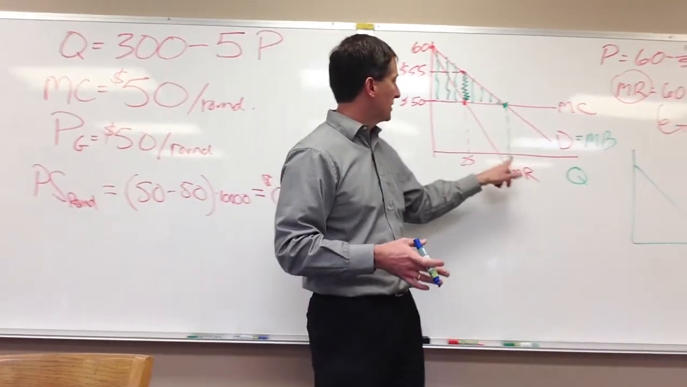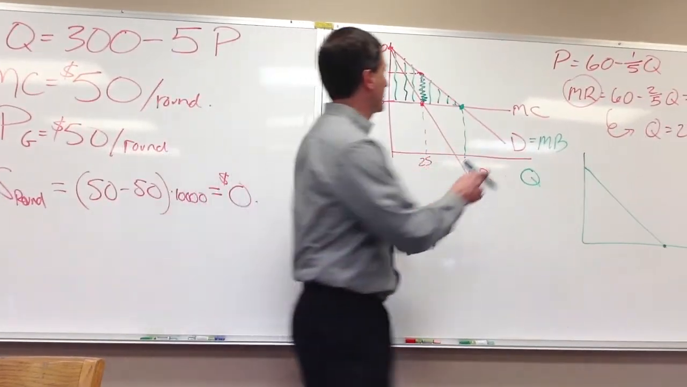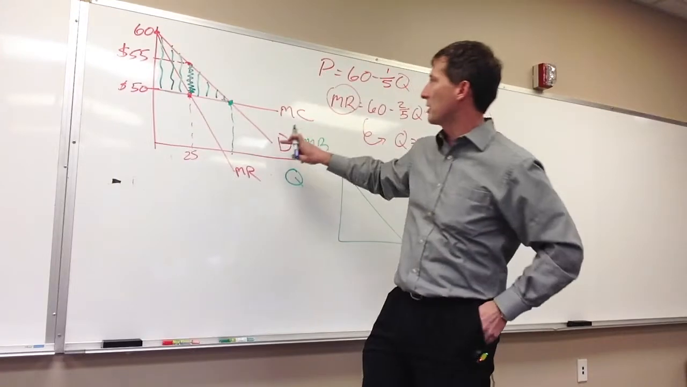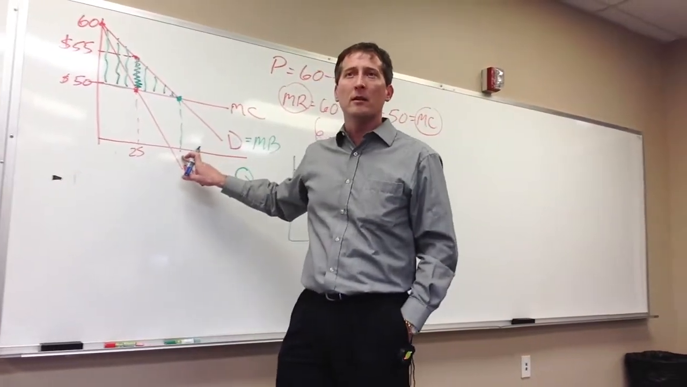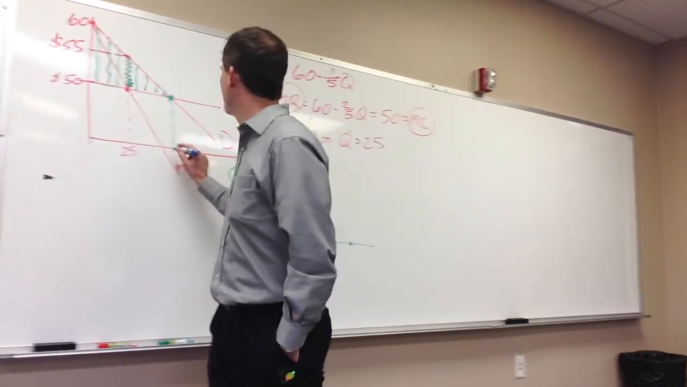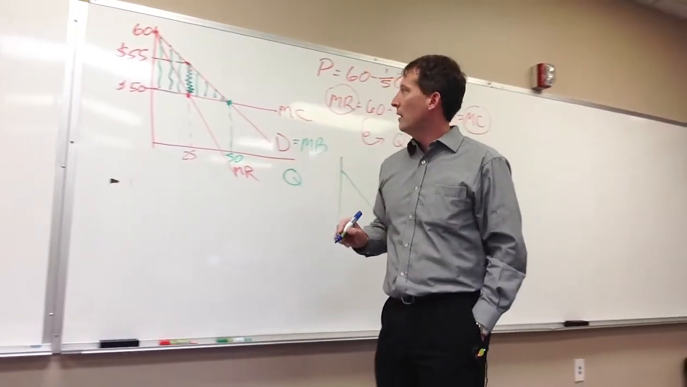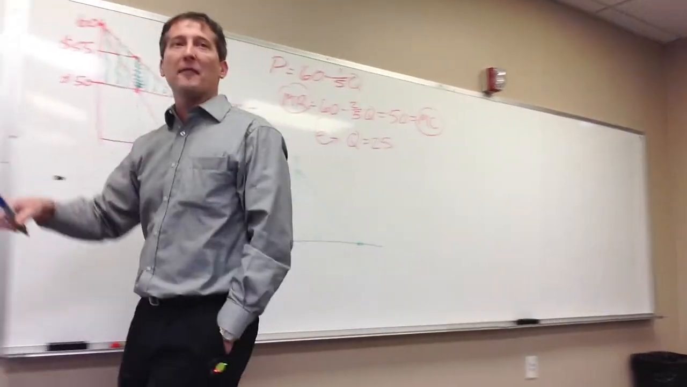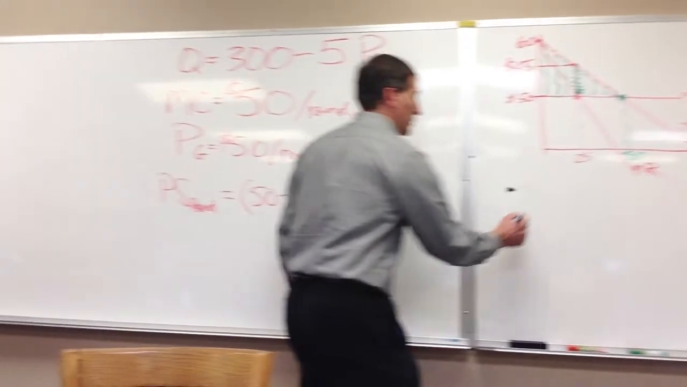So how much is this one then? Brinson, did you figure this out? Where demand and marginal costs were equal to each other? That's at 50? All right, so then we can do our one-half base times height to get our consumer surplus.